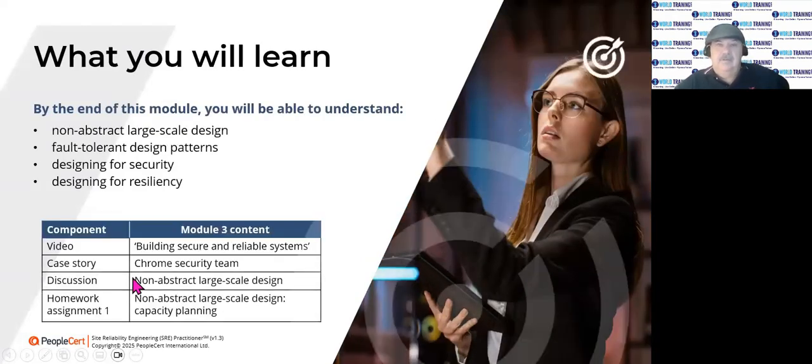This module has a similar structure to all of the others. There's a video, Building Secure and Reliable Systems. There will be a case story around the Google Chrome security team. We'll actually do a fairly significant discussion and even an optional homework assignment around non-abstract large-scale design capacity planning. So we'll spend a fair amount of time on that particular model.